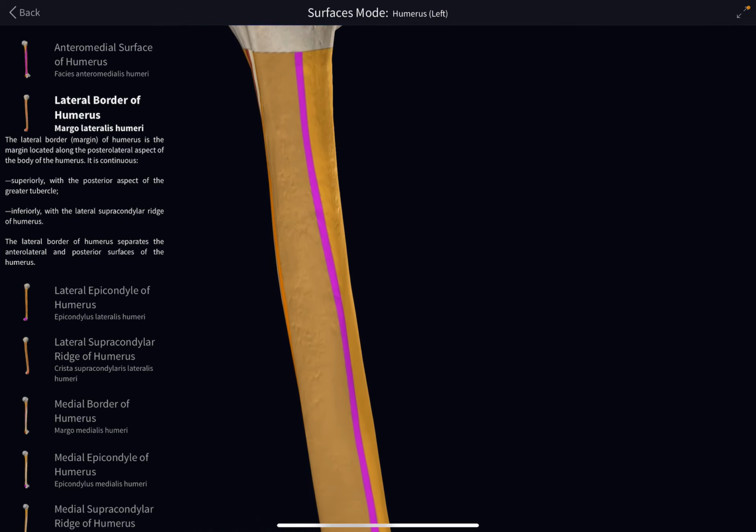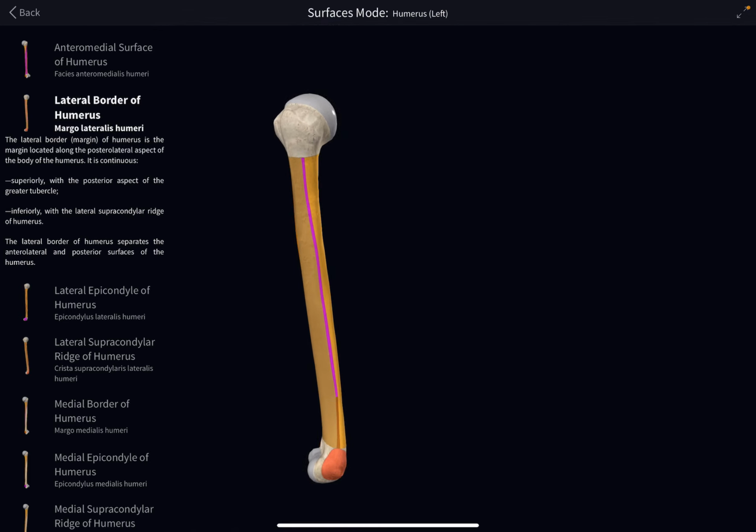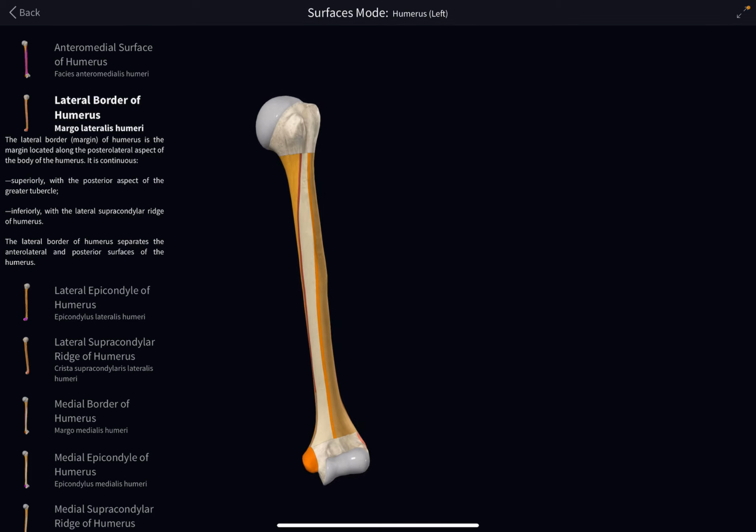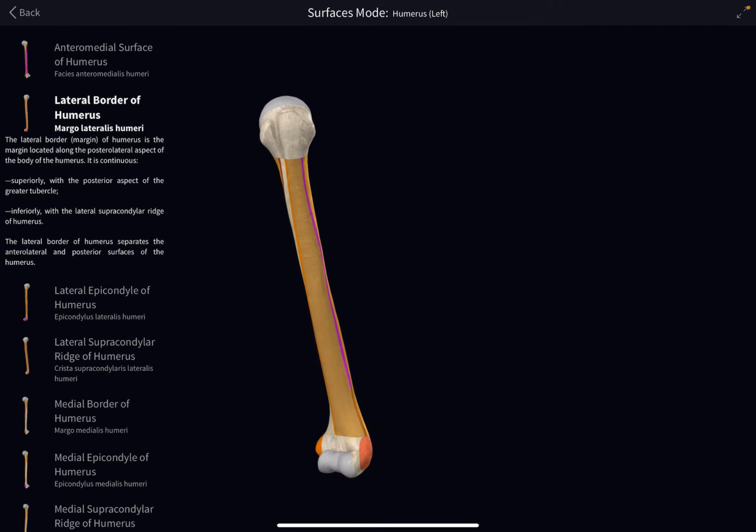The border highlighted in pink color is the lateral border. In anatomical position you can see this line highlighted in pink color. That's the lateral border going from the tip of the lateral epicondyle all the way up to the posterior aspect of the greater tubercle. In the lower part, close to the lower end, the lateral margin is sharp and it is called the lateral supracondylar ridge. We will talk about the lateral supracondylar ridge in a bit. This border now highlighted in pink color is the lateral supracondylar ridge. So that's about the lateral border of the humerus.